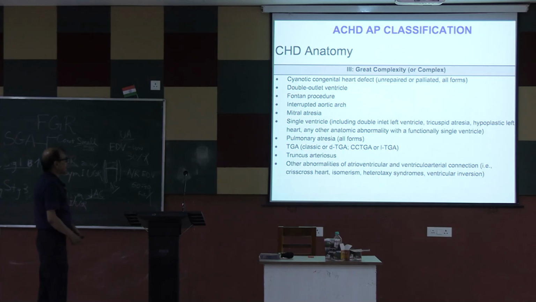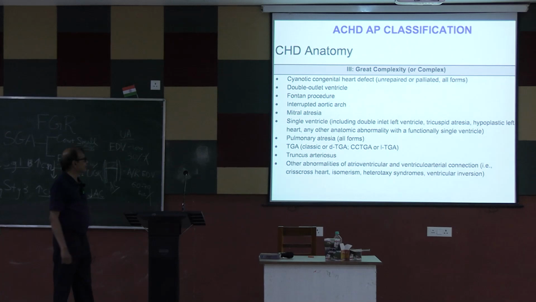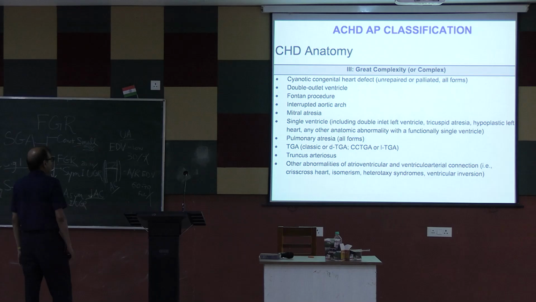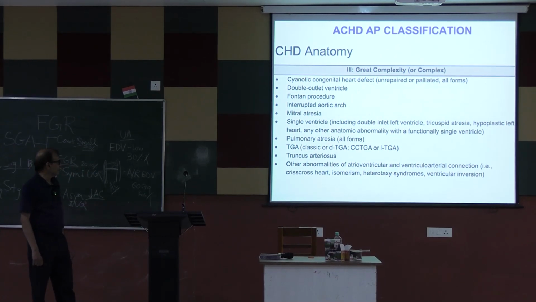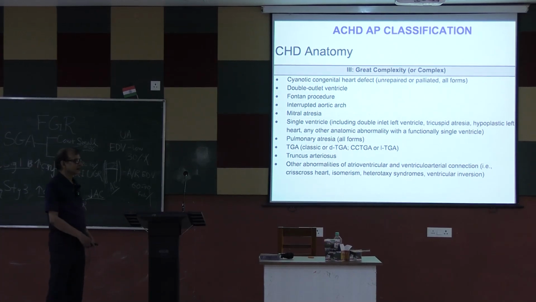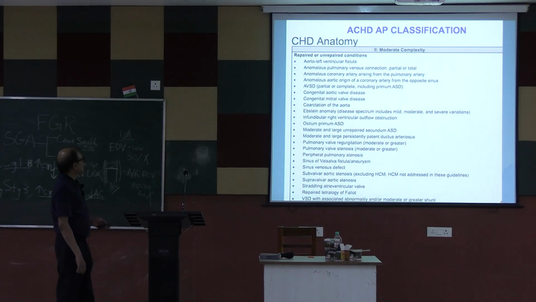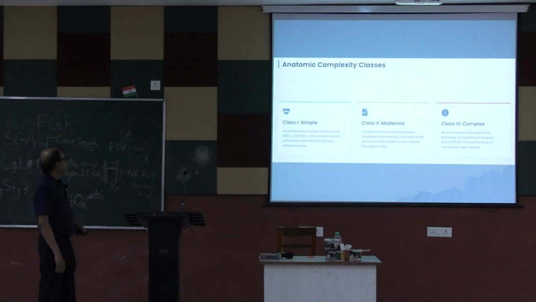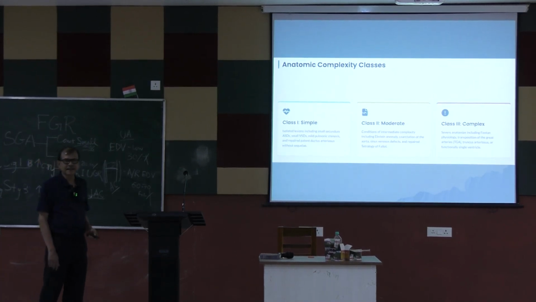Third, the great complexity or complex cyanotic congenital heart disease defect, unrepaired or palliated, double outlet ventricle or procedures such as Fontan procedure for physiology, or pulmonary atresia or truncus arteriosus. So simple, number one. Number two, moderate complexity. Number three, greater complexity or great complexity. And the anatomy complexity, class 1 simple, class 2 moderate, class 3 complex.